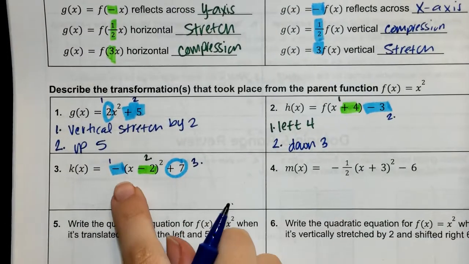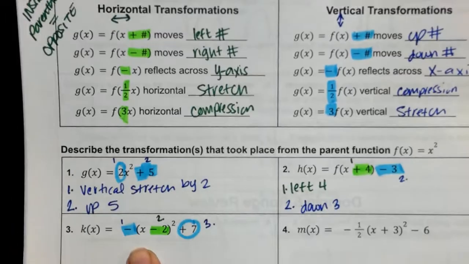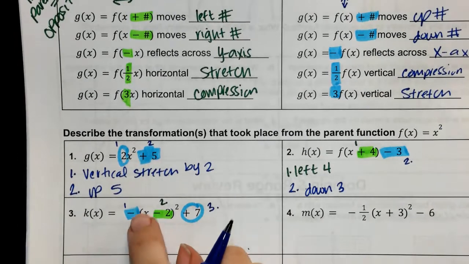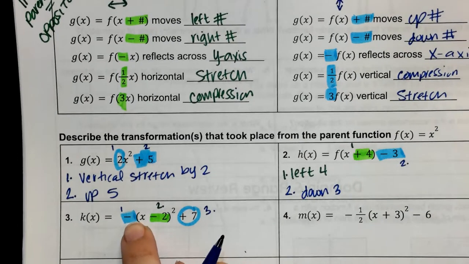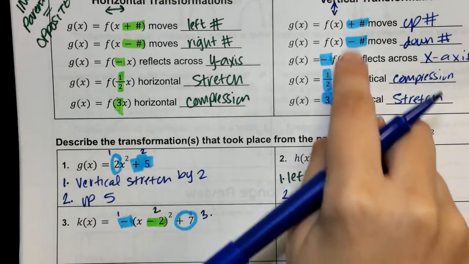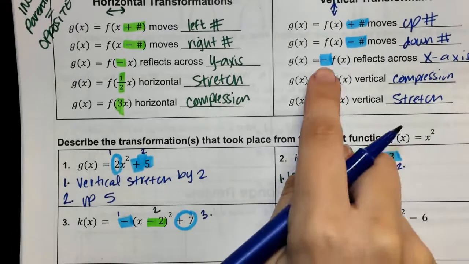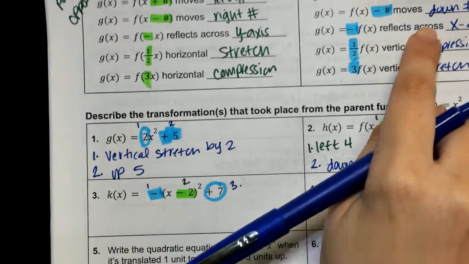My first transformation is here, outside. I color-coded it blue, because it's going to be one of these. It's a negative outside. So first off, notice this is in front of the parentheses. So since it's in front of the parentheses, it cannot be these 2. It has to be one of these 3. It's just a single negative, so it's a reflection across the x-axis.